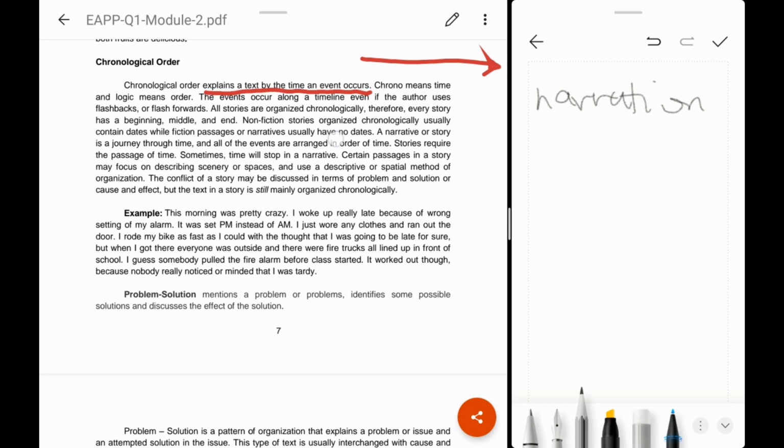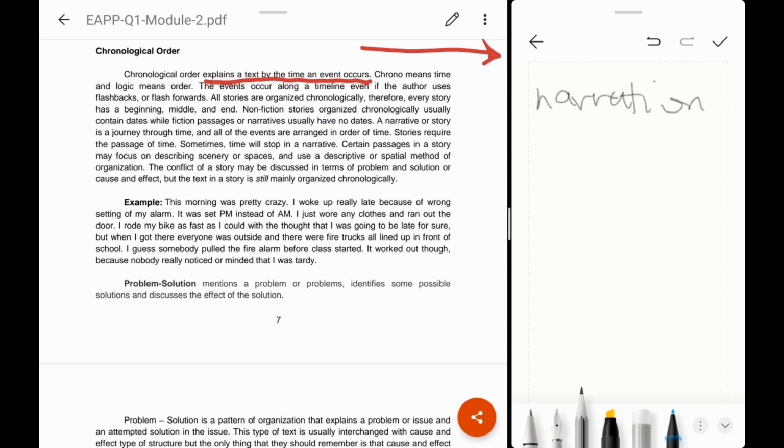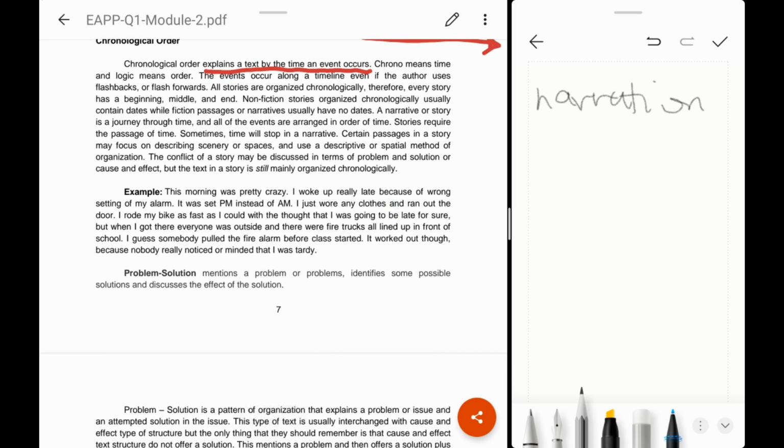Okay? All stories are organized chronologically. Of course, when you make a story, when you write a story, all of them are written according to time. That's why we have a plot. Therefore, every story has a beginning, a middle, and an end. Non-fiction stories, organized chronologically, usually contain dates, while fiction passages or narratives usually have no dates. You would notice that there is always the presence of time. For example, in 1976, Mr. Washington graduated at the University of Choo-Choo, and so on. So it's chronological.